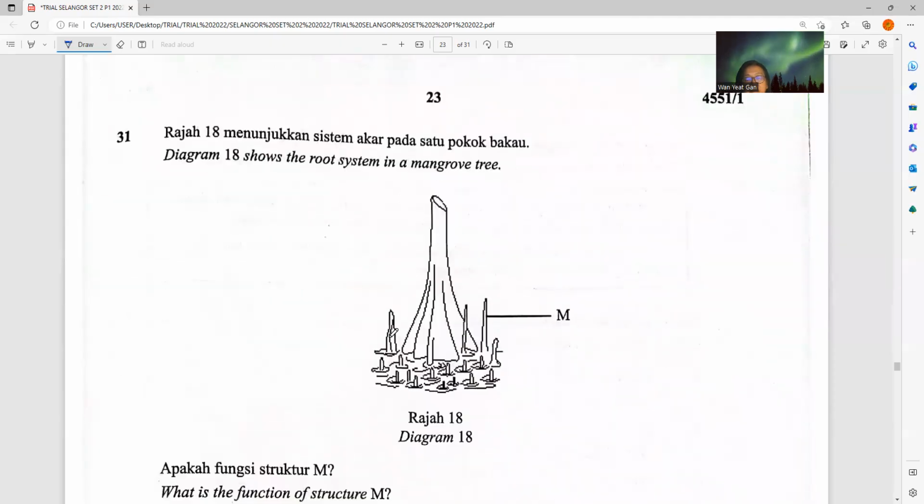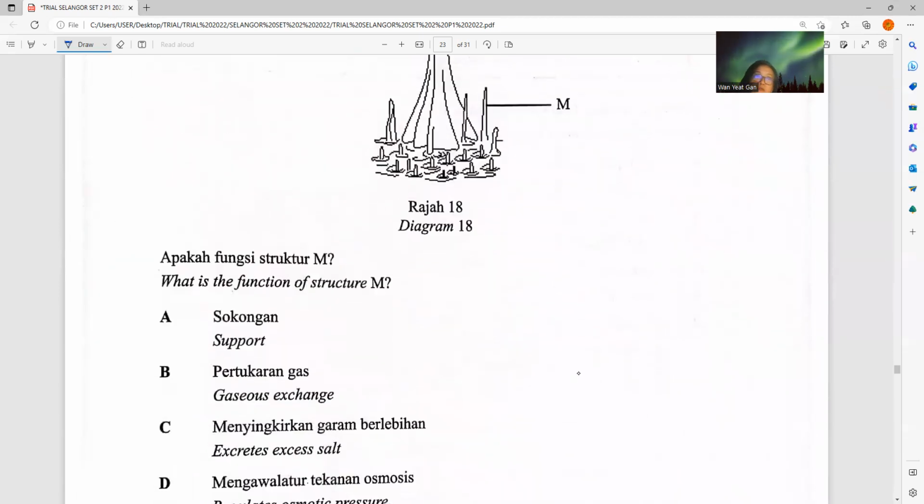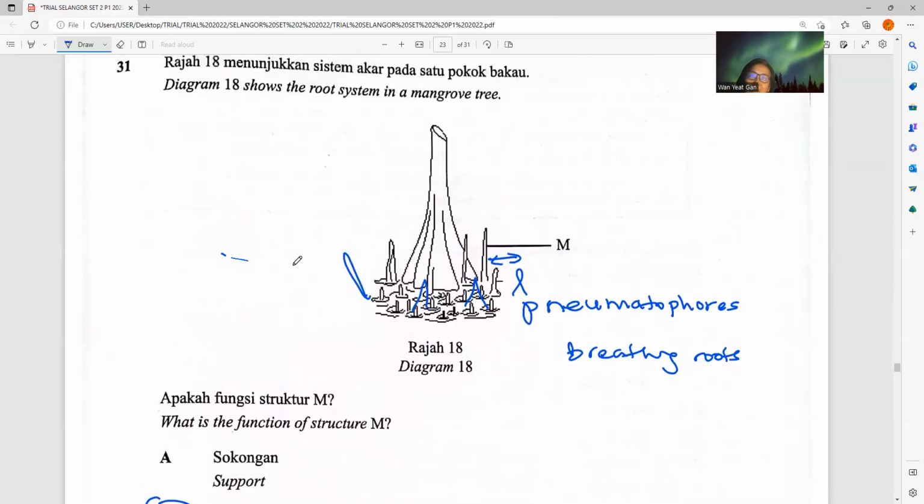31. Diagram 18 shows the root system in the mangrove tree. What is the function of structure M? Now, structure M is for gaseous exchange. These are pneumatophores, or what we call breathing roots. These roots emerge out of the water so that they can exchange gases, because the mangrove trees are usually inundated by water.